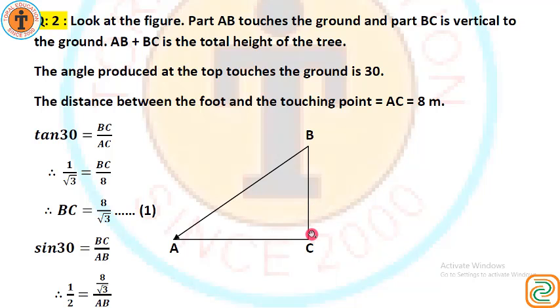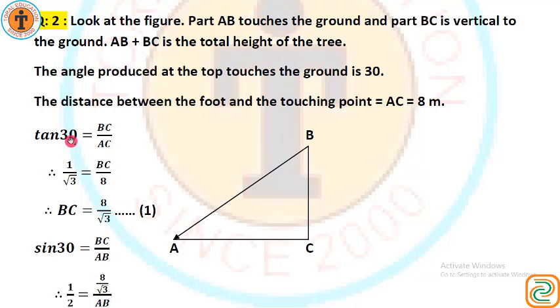So we need to find BC and AB both. When we add AB plus BC, we will find out the height of the tree. So first of all, I have taken all the things here in detail. Look at the figure. Part AB touches the ground and part BC is vertical to the ground. AB plus BC is the total height of the tree, right? The angle produced where the top touches the ground is 30 degrees. The distance between the foot and the touching point, AC, equals 8 meters.